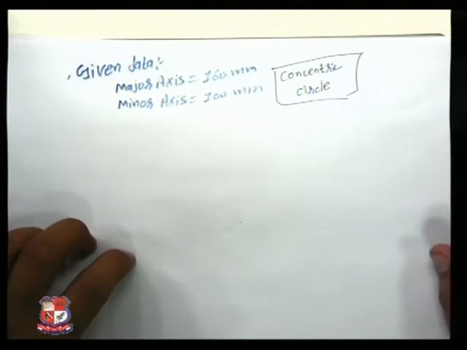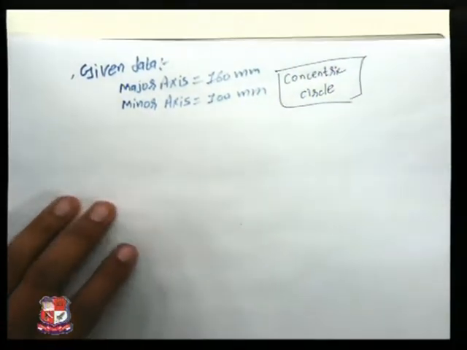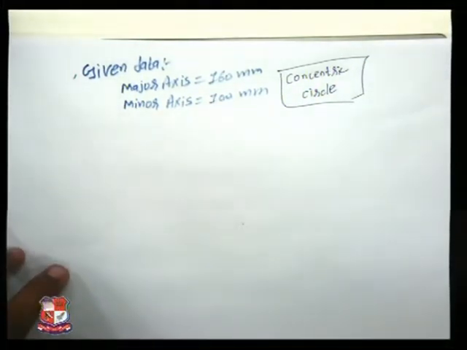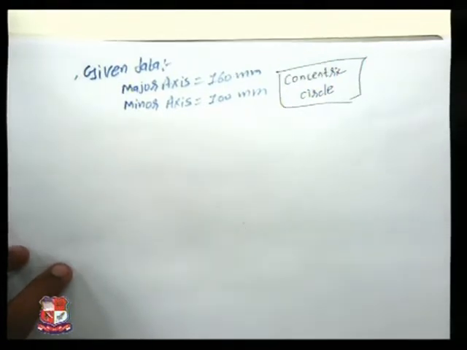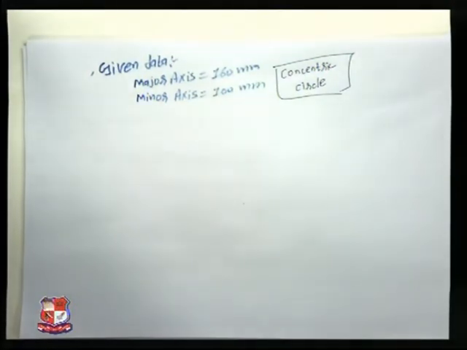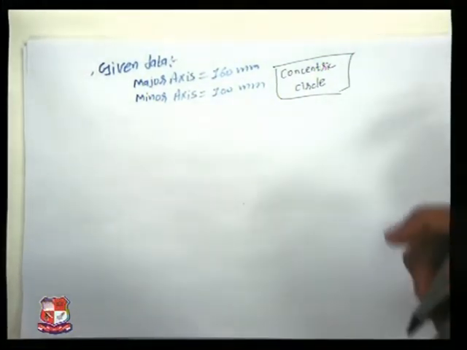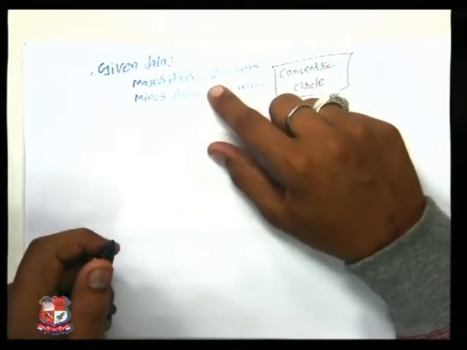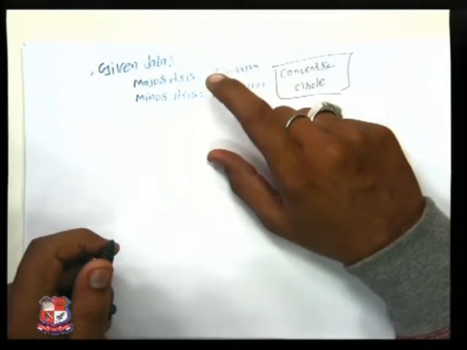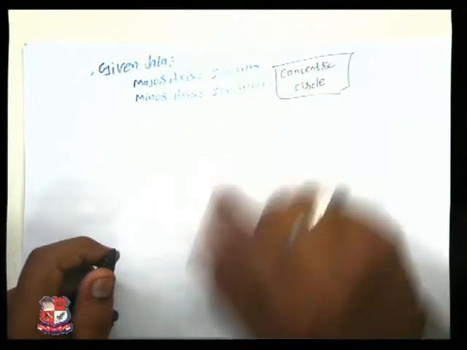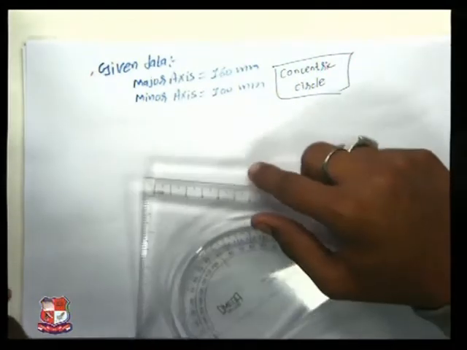I hope you know the meaning of concentric circles. We have just seen it in the Archimedean spiral. Two circles having the same center are called concentric circles. Now, first of all, let's consider that this major axis defines the diameter and the minor axis defines again the diameter. So we need to divide by 2 to get our radius.